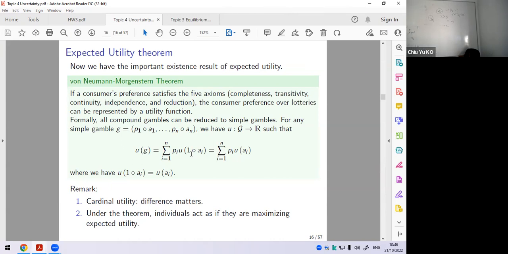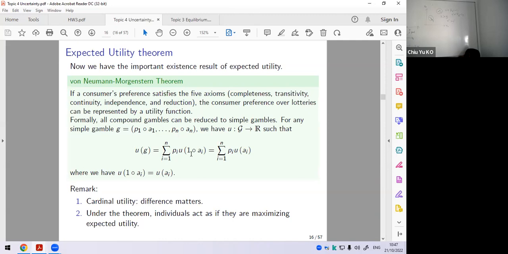One thing to mention is the difference between this utility function and what we covered in the first topic. In the first topic it is an ordinal utility, which means utility just tells you which one is preferred to which. The number by itself has no meaning. But here it is cardinal, so the difference would matter. If you multiply utility by 3, everything changes. You cannot just simply multiply, so that would have some issues.